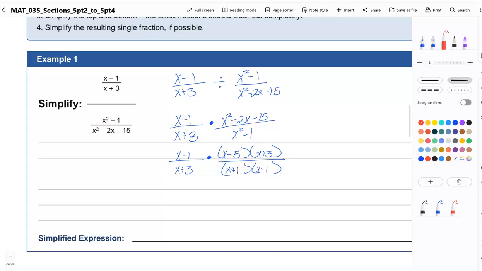And we're going to see some things cancel. So the x minus 1s are going to cancel. The x plus 3s are going to cancel. And that's going to leave us with x minus 5 over x plus 1. So there's our final answer.